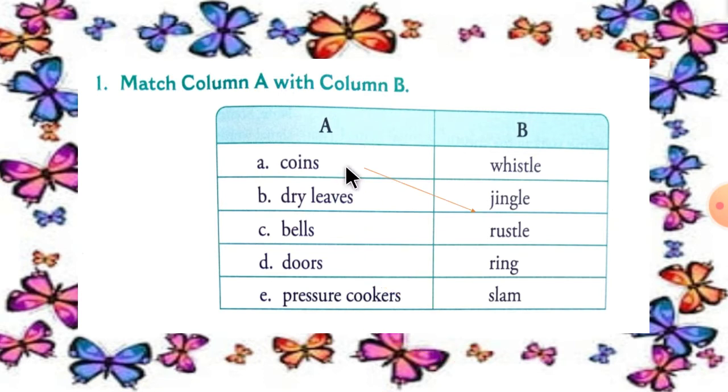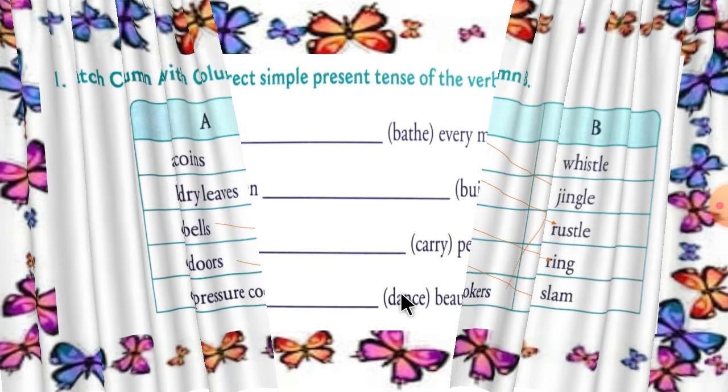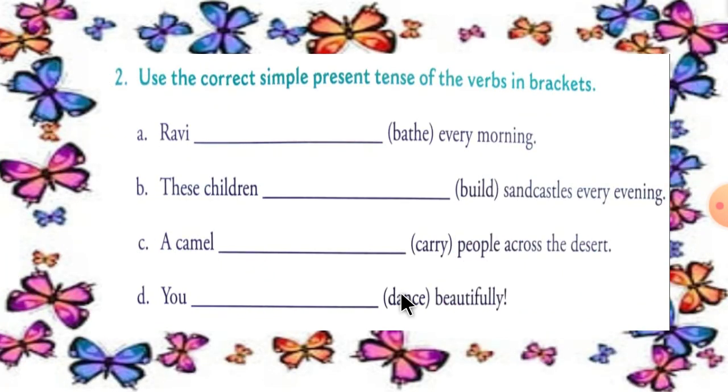Coins, jingle. Dry leaves, rustle. Bells, ring. Doors, slam. Pressure cookers, whistle. Then we saw exercise number 2. So let's see.